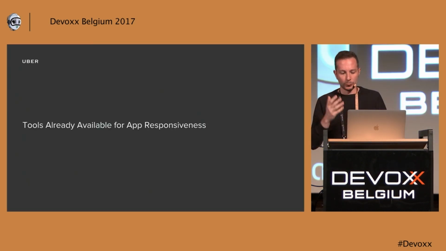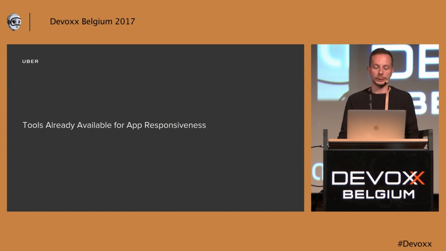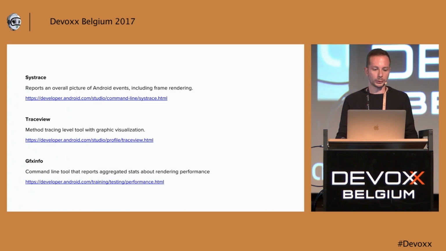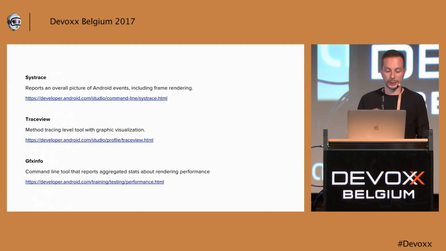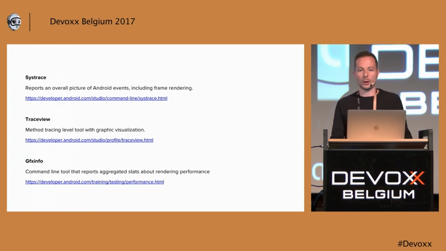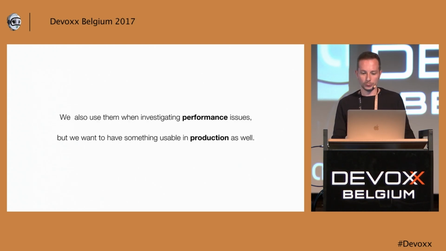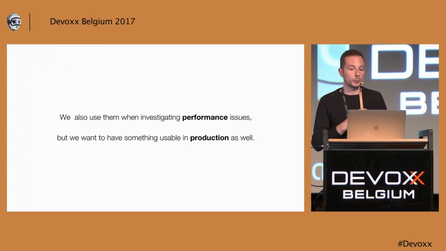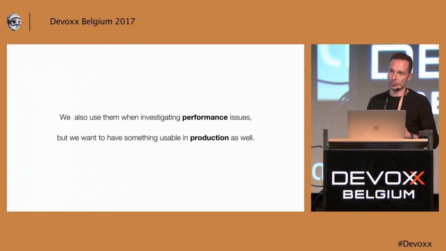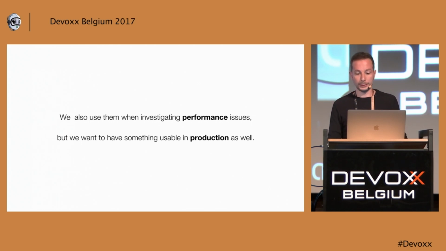So what can we do to help this developer? There are already a bunch of tools out there. I just reported some of them: Systrace, TraceView, GFXInfo. There is also a very interesting talk from Google I/O this year that was talking about Systrace. And why not just use these tools? Well, we actually do use these tools, and we use them to find issues in the app. But it was very important for us to have something that we could use in production, and that we could use as well in a test environment.